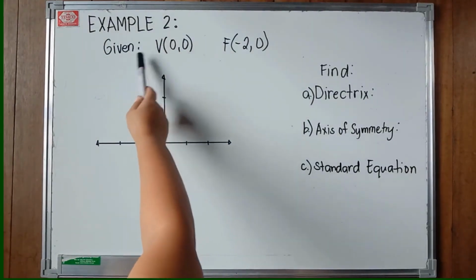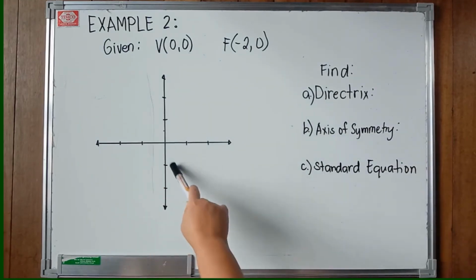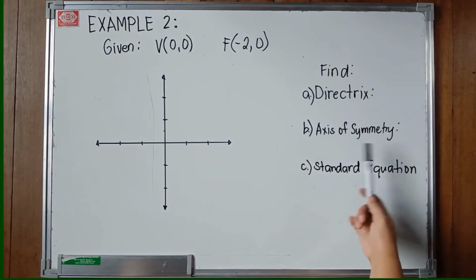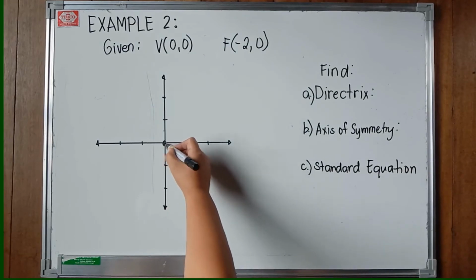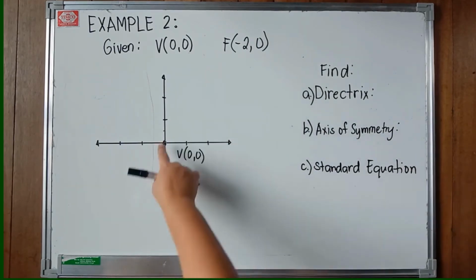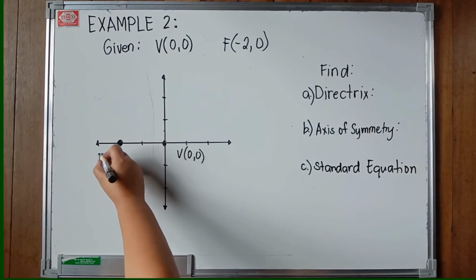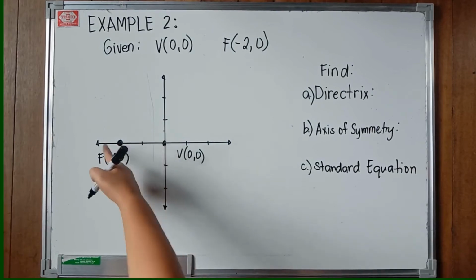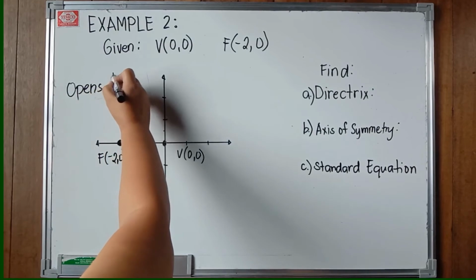So we have example 2. Given our vertex at 0, 0 and our focus at negative 2, 0, we're going to analyze and graph first to find the directrix, the axis of symmetry, and the standard equation. Let's plot first our vertex, which is at the origin 0, 0, and our focus is negative 2, 0. So it is on the left of our vertex. Our parabola is obviously facing to the left, or opens to the left.